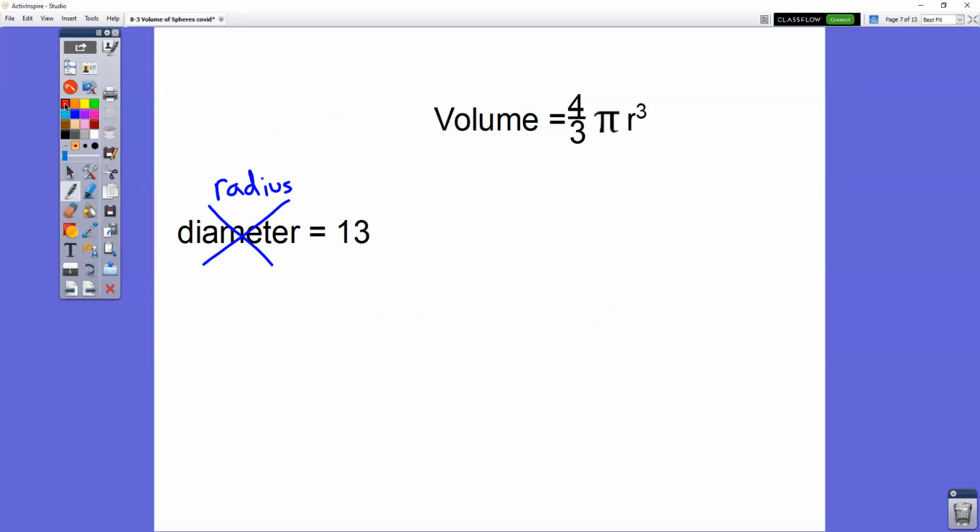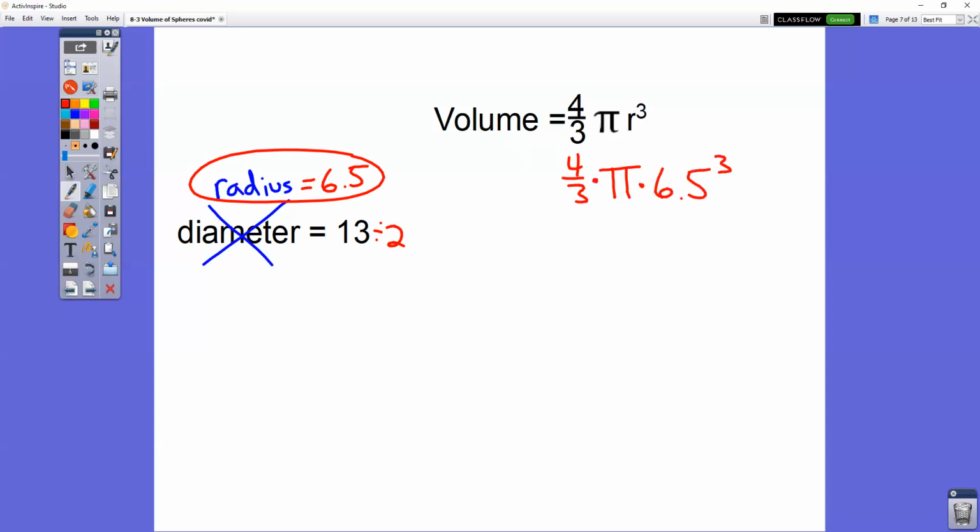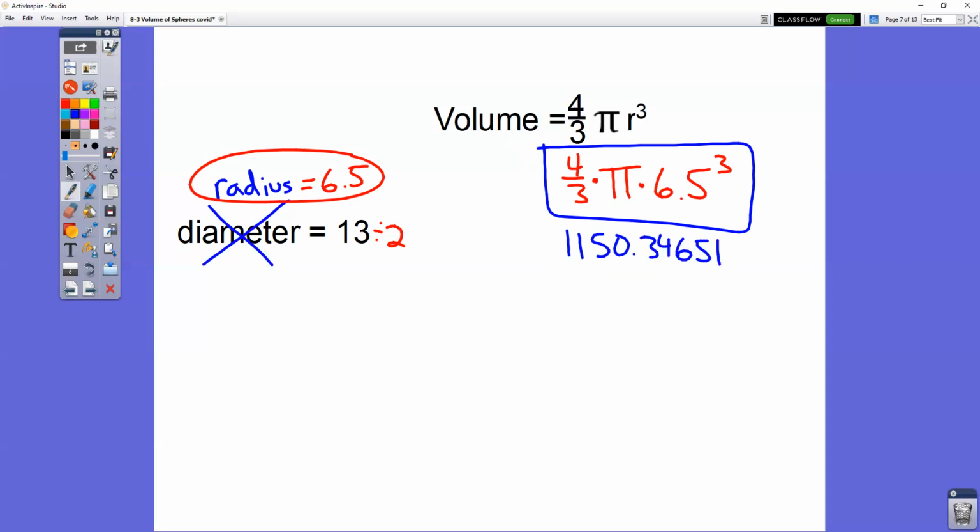So the first thing that you need to do is find your radius by dividing the diameter by 2. 13 divided by 2 gives you 6.5 for our radius. Subbing the numbers into the formula where they belong, we have 4/3 times pi times 6.5 to the third power. If this was a round to the nearest 10th question, you're going to type in all three things together, and you get 1,150.34651.